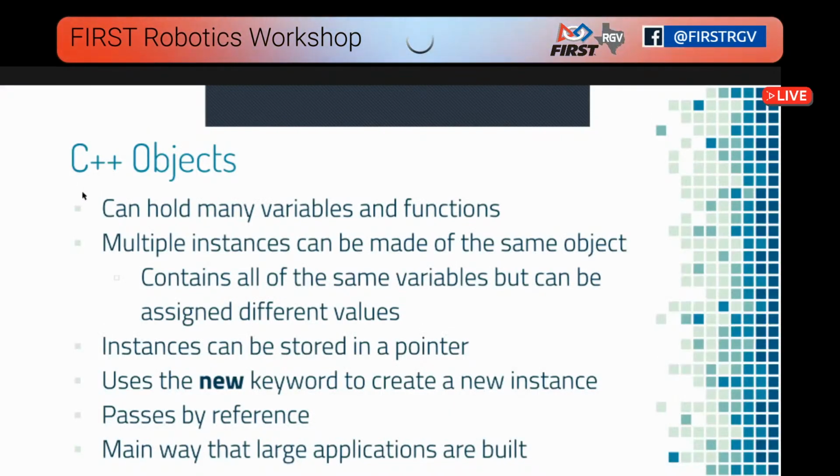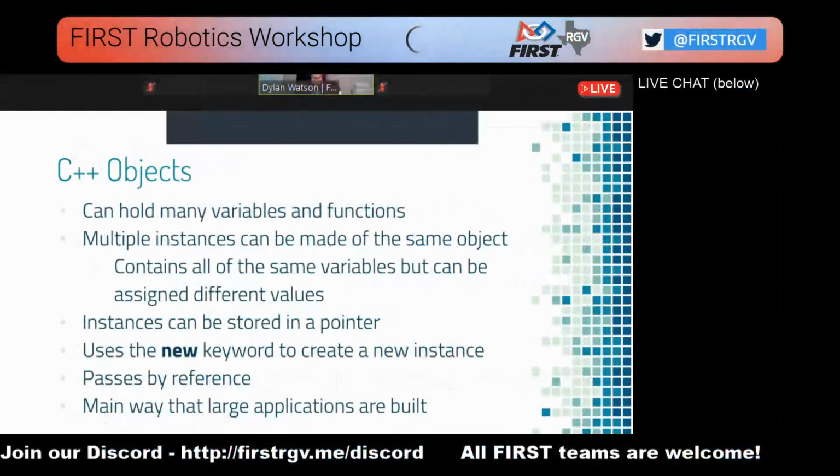Now that we understand pointers, I want to talk to you about objects. Objects are incredibly important. C++ is object-oriented, or some people would call it pseudo-object-oriented. Either way, one of the things that C++ added on top of C is objects.